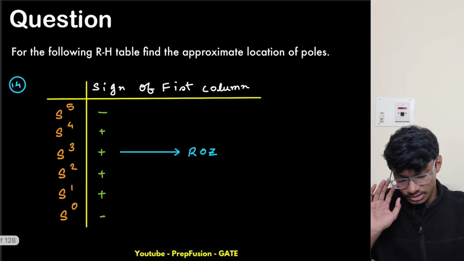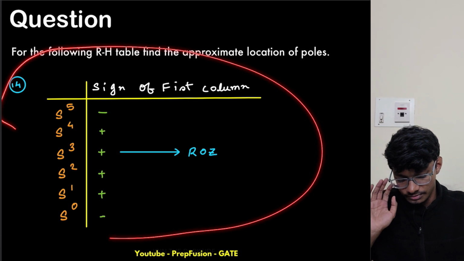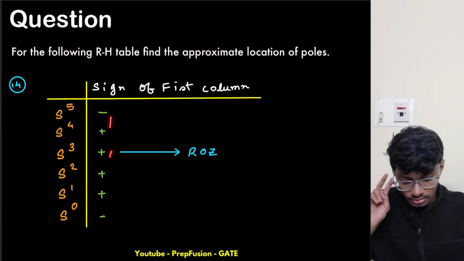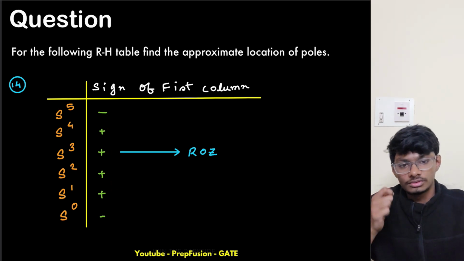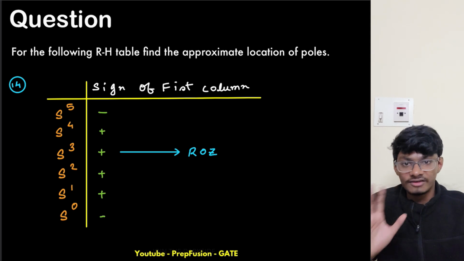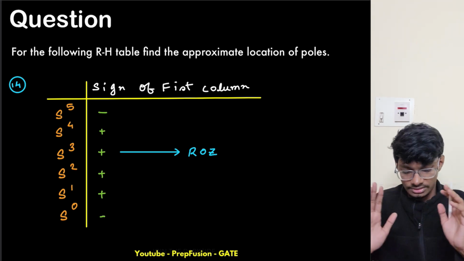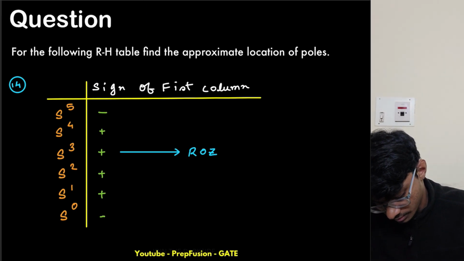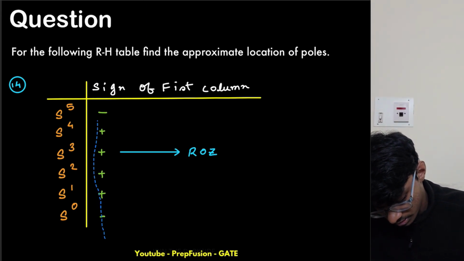So this question was the first one, right? This question was the first one. So here I can see I have a total of two sign changes. From the sign changes I can understand that I will have two right half plane poles. That I can understand, right? So I will copy this thing, right?